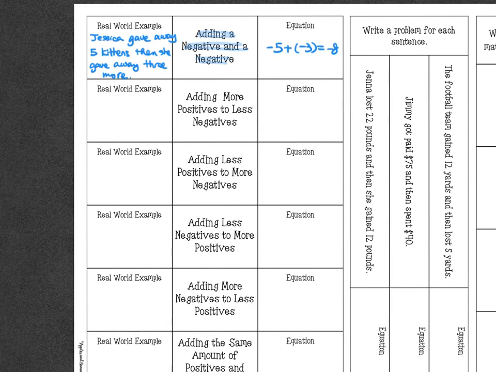So another example, I can say that Jessica gave away $5, and then she gave away another $3. That's 2 negatives. Okay. So I want you to finish this whole page on your own, and then submit the paper back to me.